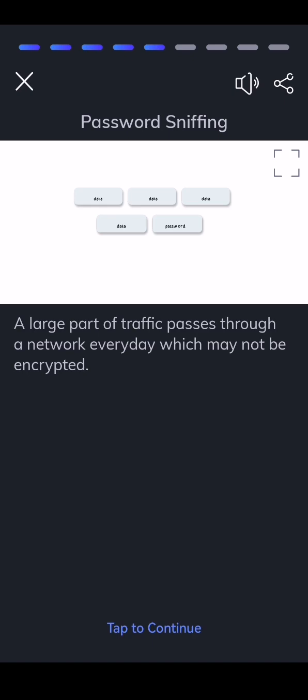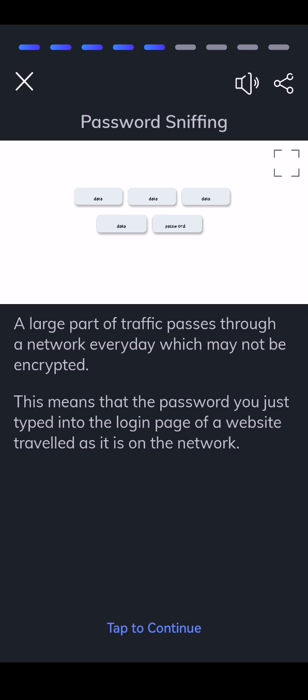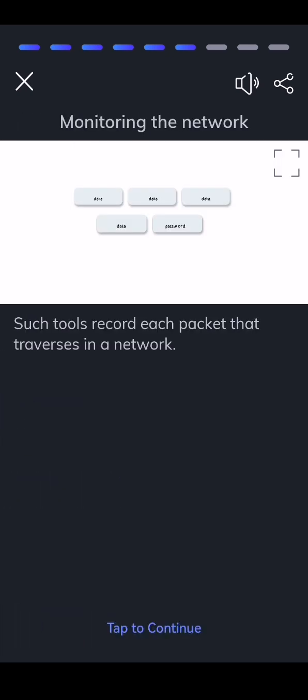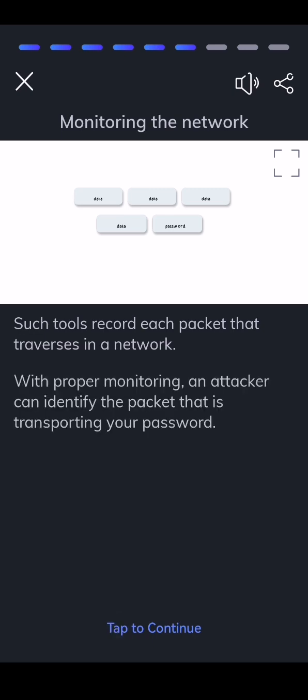A large part of traffic passes through a network every day which may not be encrypted. This means that the password you just typed into the login page of a website traveled as it is on the network. An attacker, monitoring the network, with some tools like Pass the Hash or Wireshark, can easily sniff your password in such a case. Such tools record each packet that traverses in a network. With proper monitoring, an attacker can identify the packet that is transporting your password.